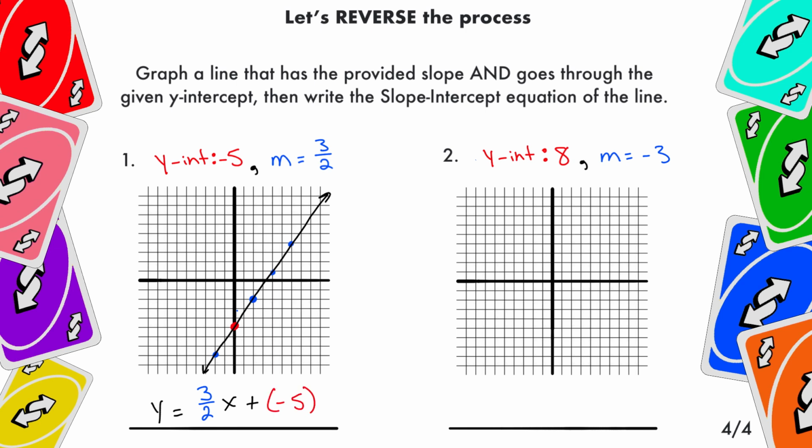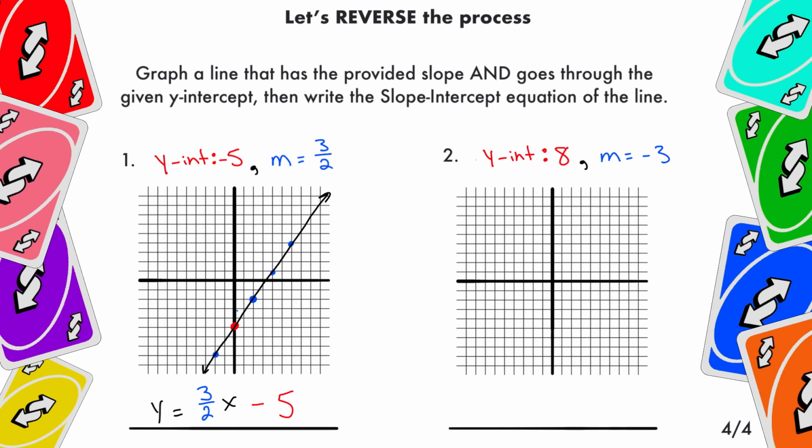That's okay, that works. But we don't really like adding negatives. It seems like we're writing too many symbols. So what you will often find mathematicians doing is instead writing minus 5. And there's the equation that matches our graph, that matches the information we started with.